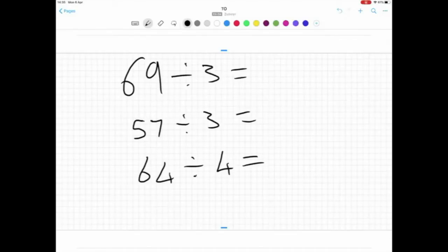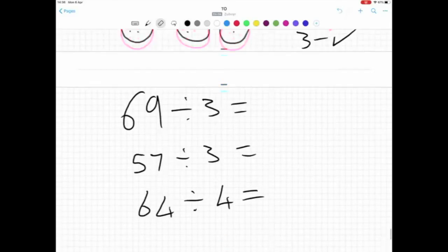Remember step number 1, partition. Step number 2, divide them separately. And if you're struggling to divide, use your times tables. You might want to draw the circles and dots, or use the link between the 10 times table, and then finally we add them up.